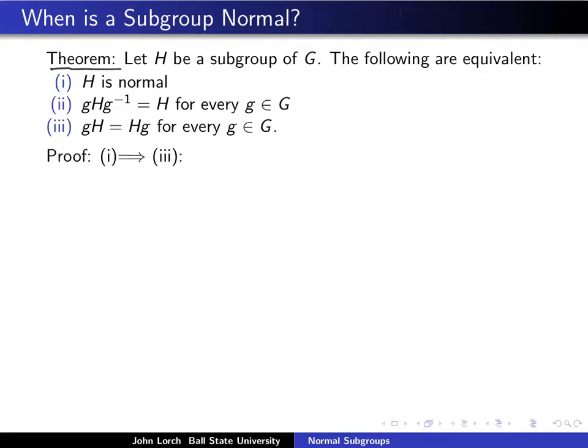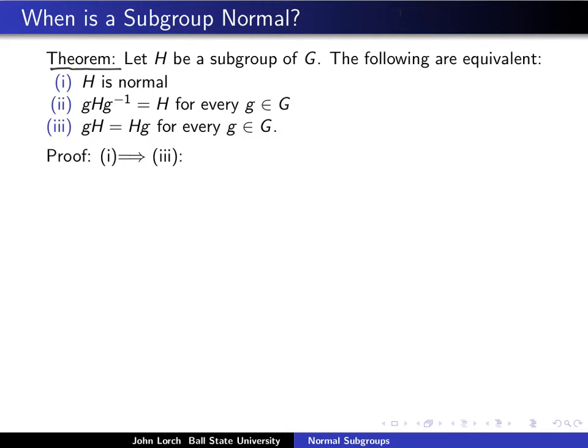So if we have a subgroup H of a group G, the following are equivalent. So first, H is normal. The second is that the conjugate of the set H by any element in the group G yields the set H again. And the third is that the left coset of H by little g is the same as the right coset of H by little g.